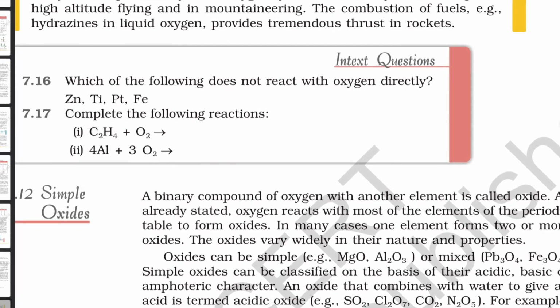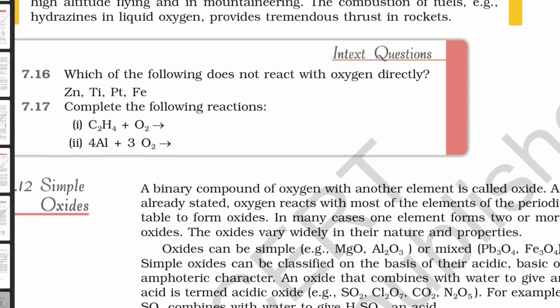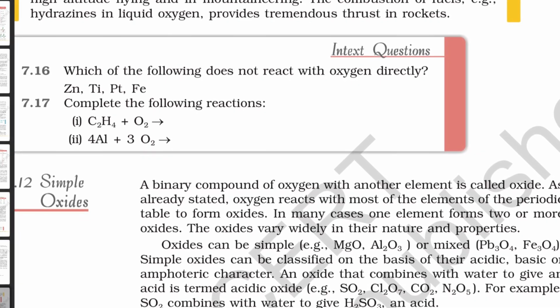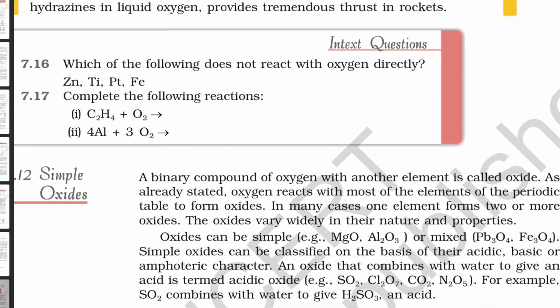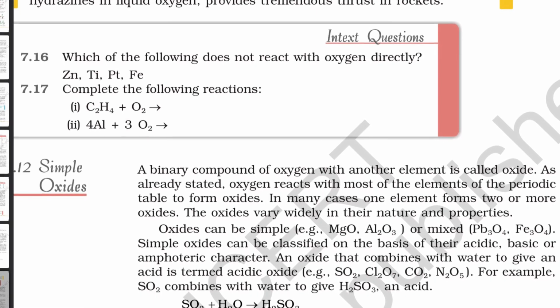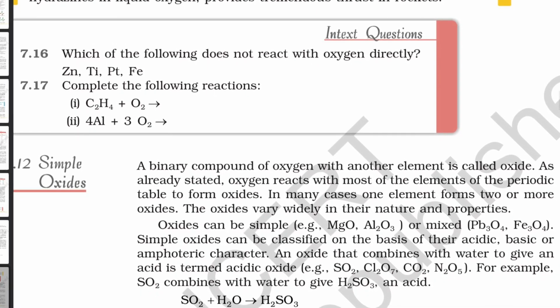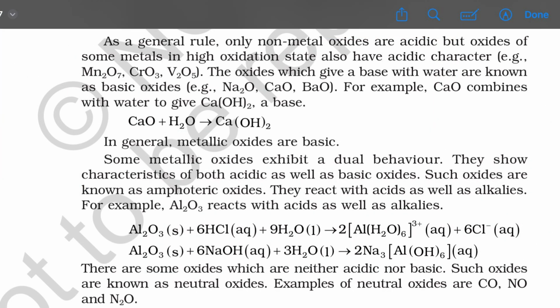Oxides can be simple like MgO, Al2O3 or mixed like Pb3O4, Fe3O4. Simple oxides can be classified on the basis of their acidic, basic and amphoteric character. An oxide that combines with water to give an acid is termed as acidic oxide: SO2, Cl2O7, CO2, N2O5. For example, SO2 gives H2SO3. As a general rule, only non-metal oxides are acidic, but oxides of some metals in high oxidation state also have acidic character. This is your question. Mn2O7, CrO3, V2O5 are acidic.